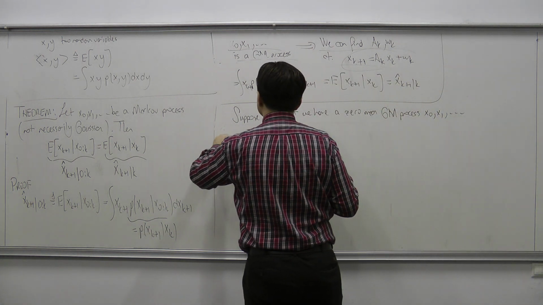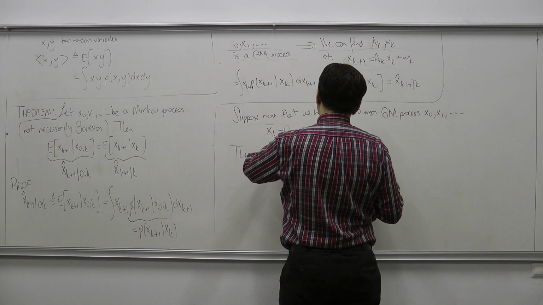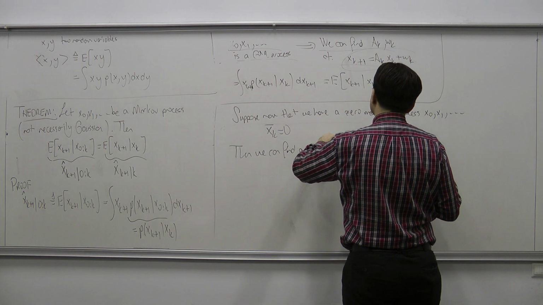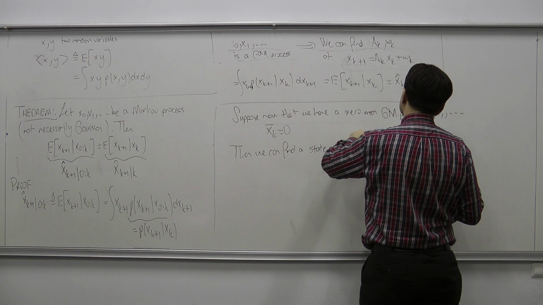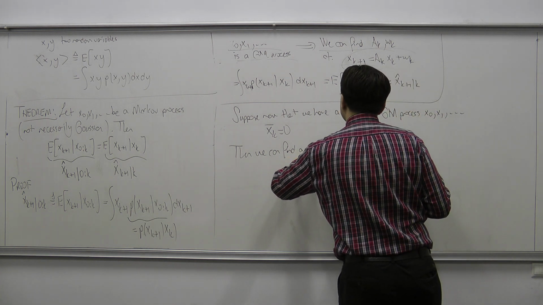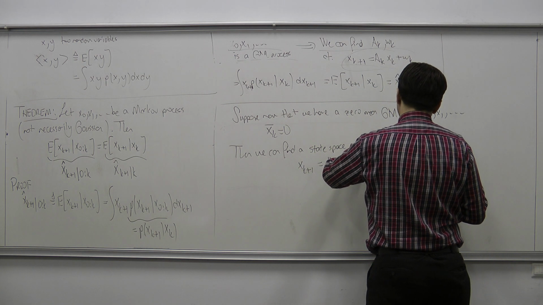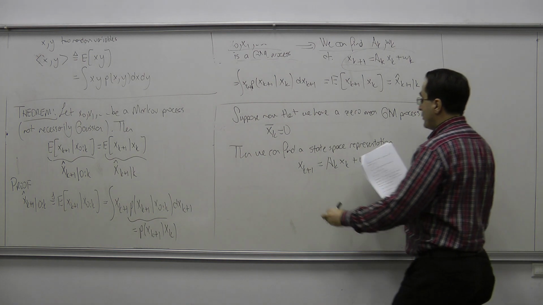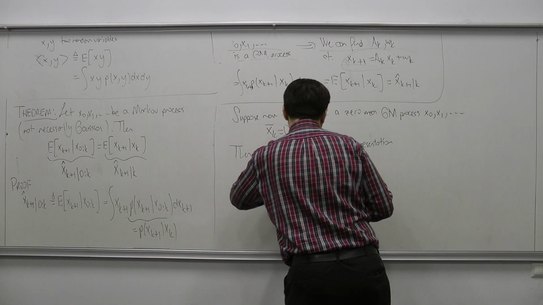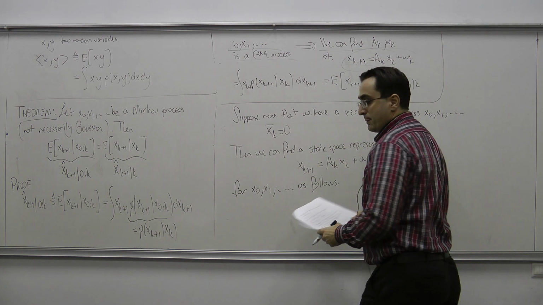Then we can find a state space representation. Xk plus 1 is equal to Ak xk plus wk, for x0, x1 going until infinity, as follows. Okay.